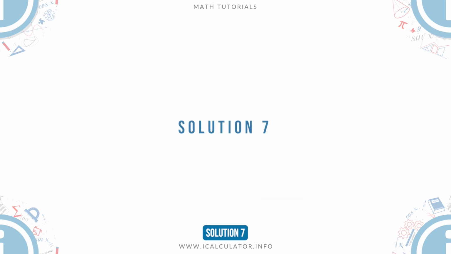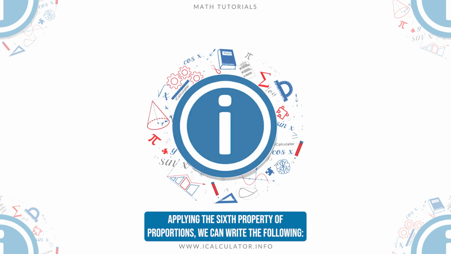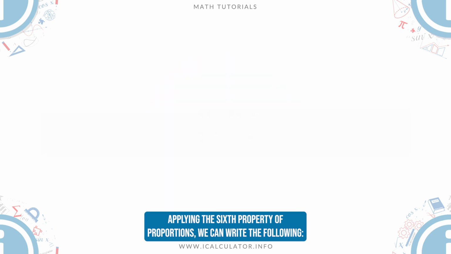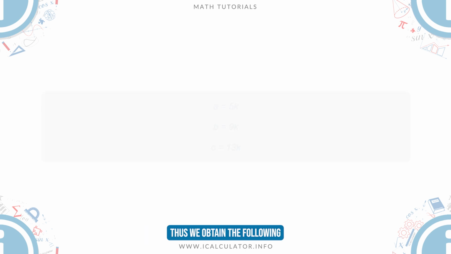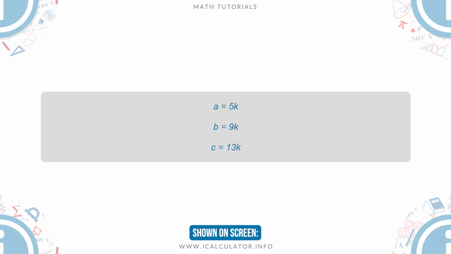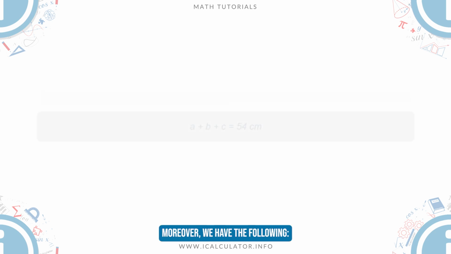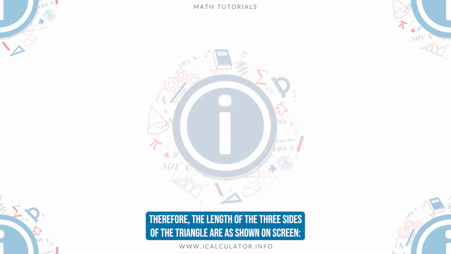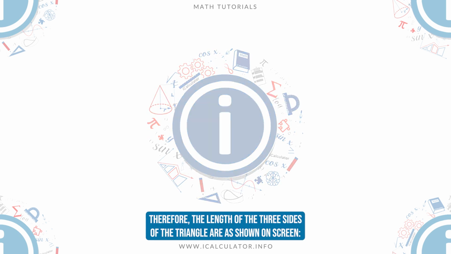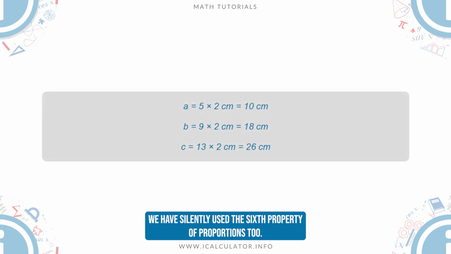Solution 7. Applying the sixth property of proportions, we can write the following. Thus, we obtain the following shown on screen. Moreover, we have the following. Therefore, the length of the three sides of the triangle are as shown on screen. We have silently used the sixth property of proportions too when explaining the definition of proportion in the previous tutorial.